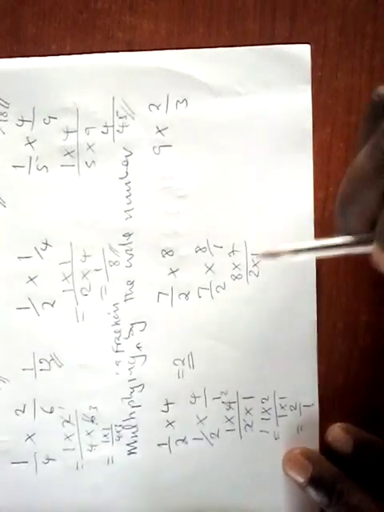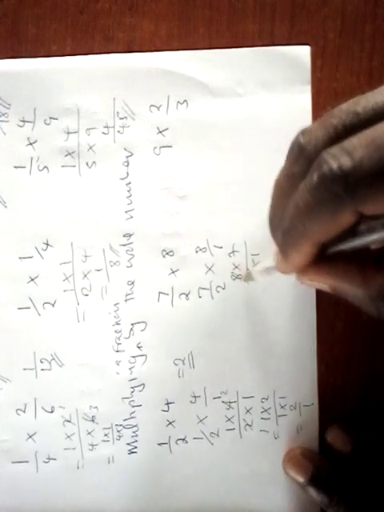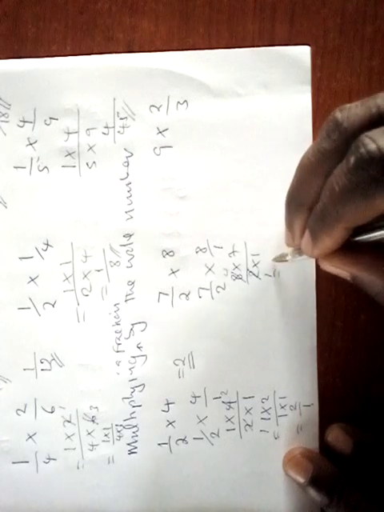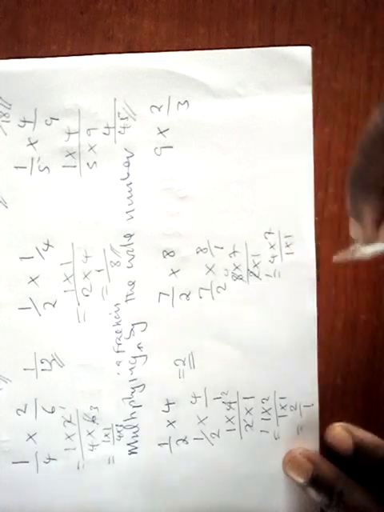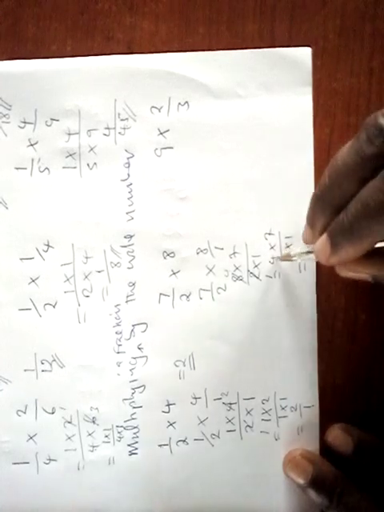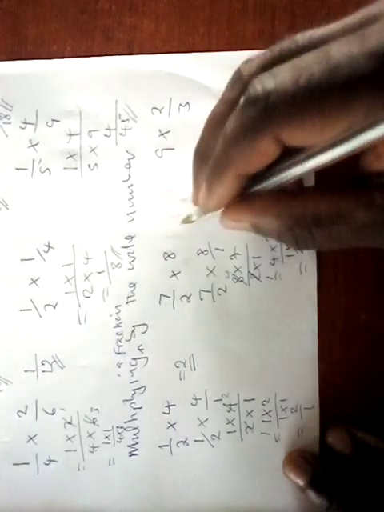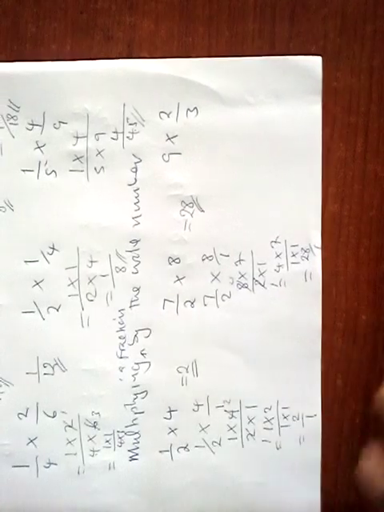In this case we can reduce this number so that you don't have a challenge dealing with it. So 2 there, 1, 2 there, that is 4. So I've got 4 times 7 over 1 times 1. So we have 4 times 7, that is 28 over 1. So we have 28. This is the final answer.